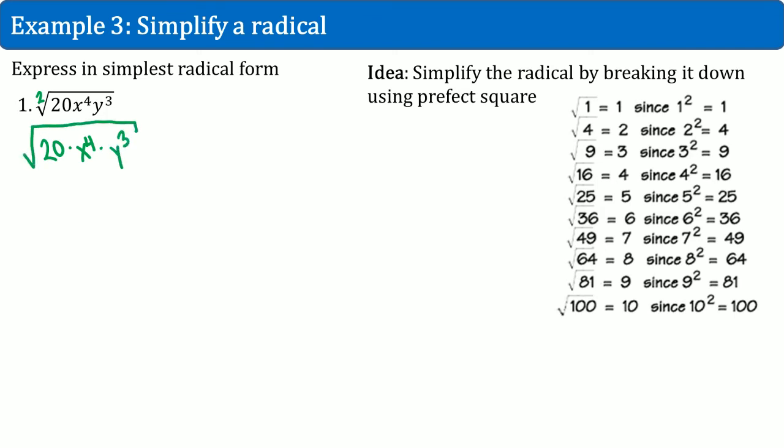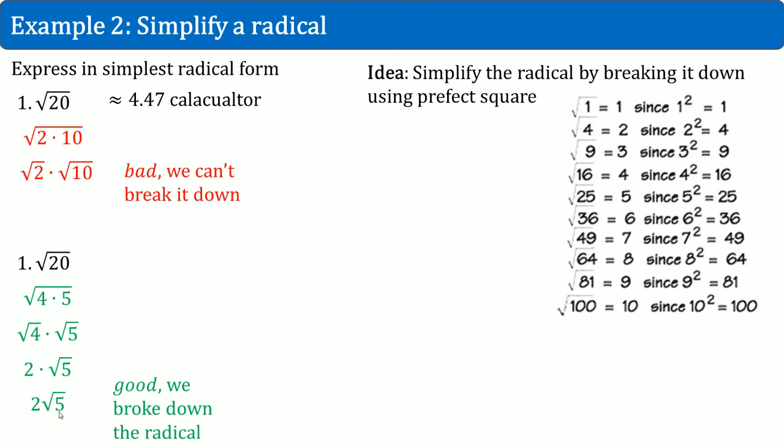Break this into its 3 parts. So square root of 20 times square root of x to the 4 times square root of y to the third. We should already know square root of 20. I think we did that here. We saw that as 2 radical 5. So I'm not going to redo the problem.